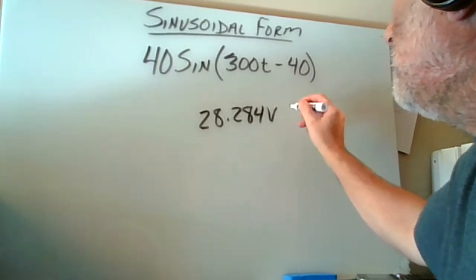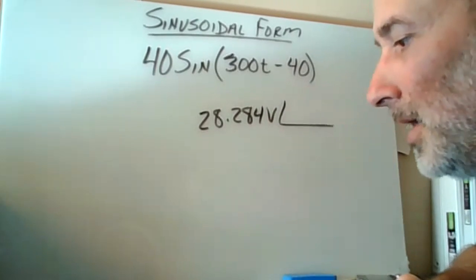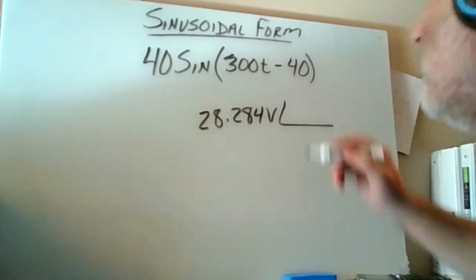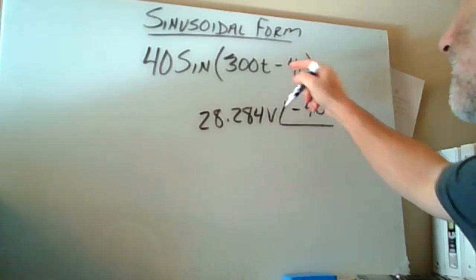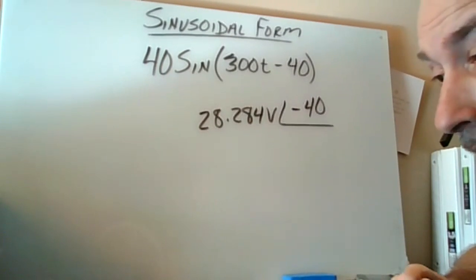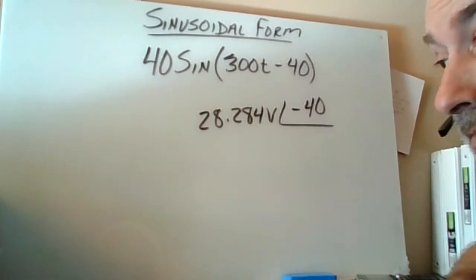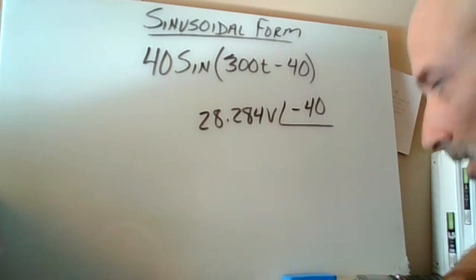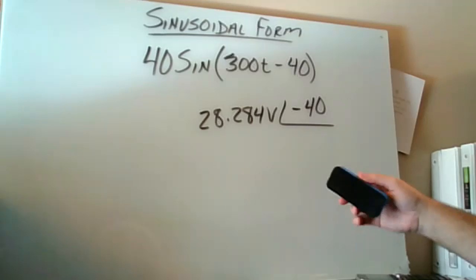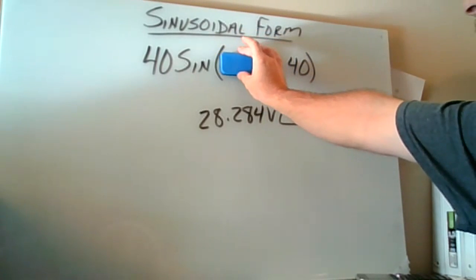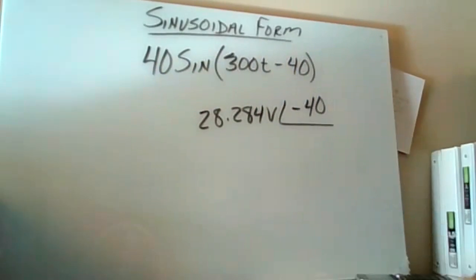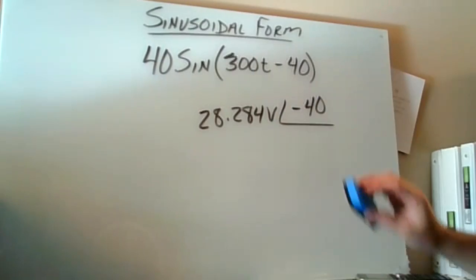So it'd be 28.284 volts at an angle of, what's my angle? Negative 40. Because it's a minus, so it's at an angle of negative 40. And that's how I convert it from sinusoidal to phasor. Don't worry, you'll get some practice. There's some of these converting from sinusoidal to phasor on the homework. Remember, you're not worrying about this part of the voltage. All you care about is this 40 volts peak and whatever my angle is to convert it to phasor.